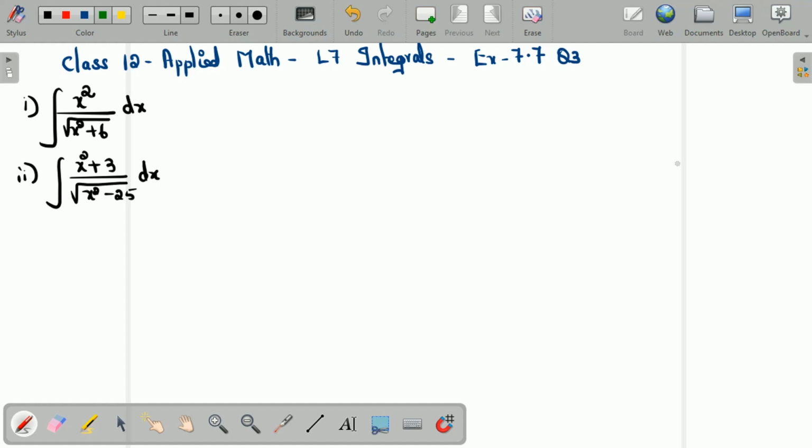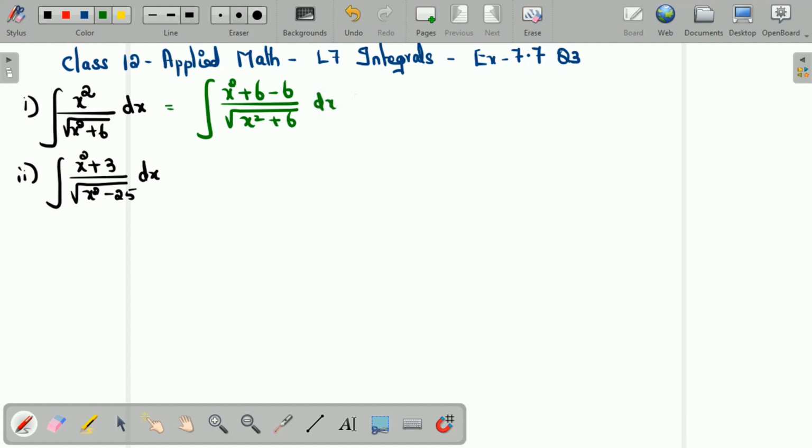In this video, let's find a solution for the third question in exercise 7.7. Let's look at the first subdivision, integral of x squared divided by root of x squared plus 6. Here I'm going to make a small modification in the numerator. Let's look at this integral of x squared plus 6 minus 6, so that the numerator's value has not changed, and I'm just taking down the denominator as such, which is root of x squared plus 6 dx.